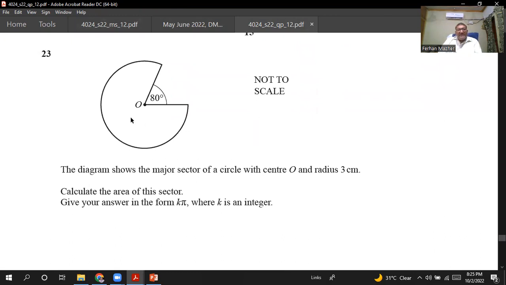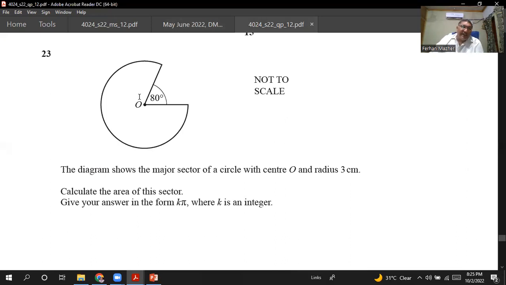The diagram shows the major sector of a circle with the center O and the radius 3 centimeter. Calculate the area of this sector. Give your answer in the form k pi, where k is an integer. So you don't have to put the value of pi here. But this angle here is not the angle subtended by the major sector.